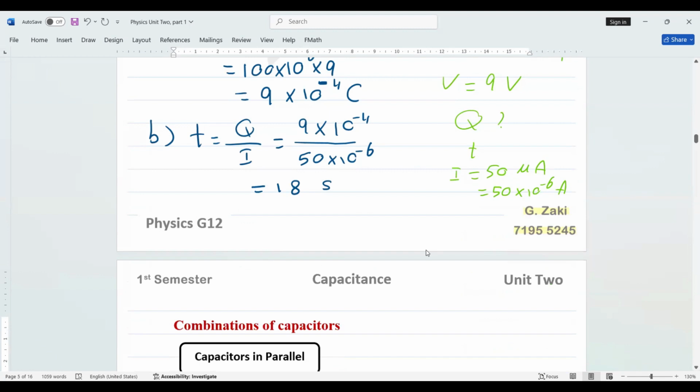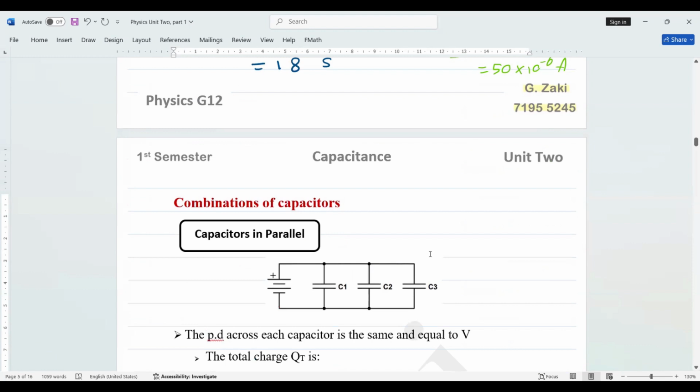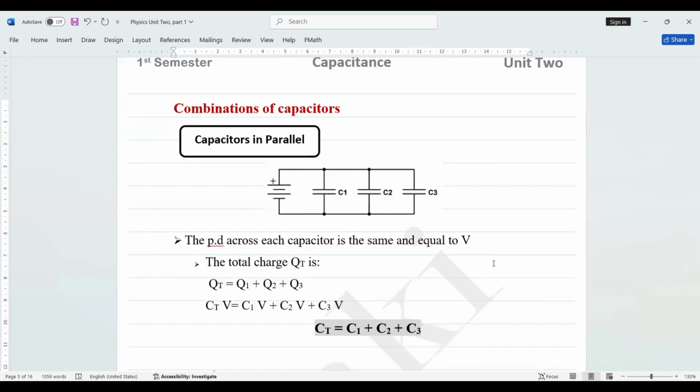Combinations of capacitors. It's like resistors, but it is opposite. In resistors in parallel, if you remember, R total is 1 over R1 plus, but here it is opposite. In parallel, the charge is more. So if we need to increase the capacitance of capacitors, we connect them in parallel. And this is C total. It is the sum.